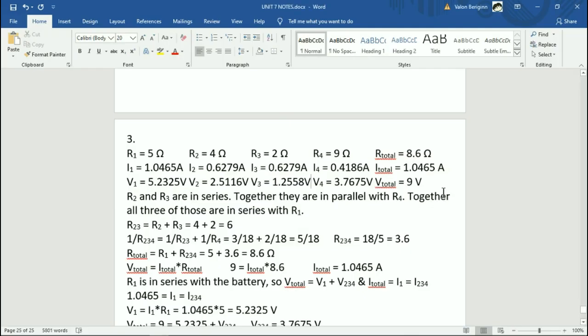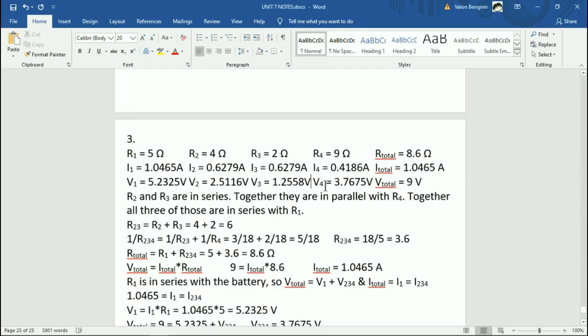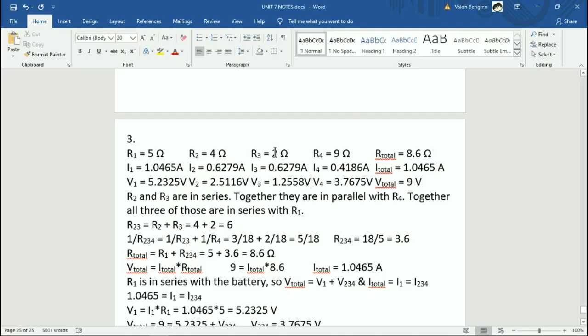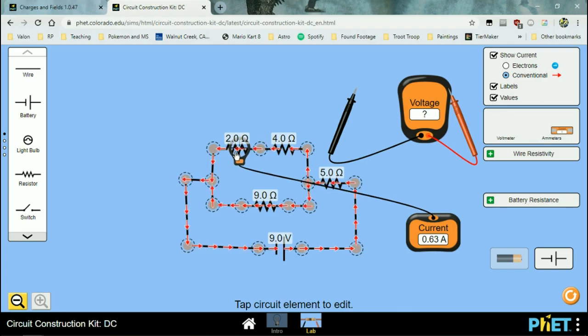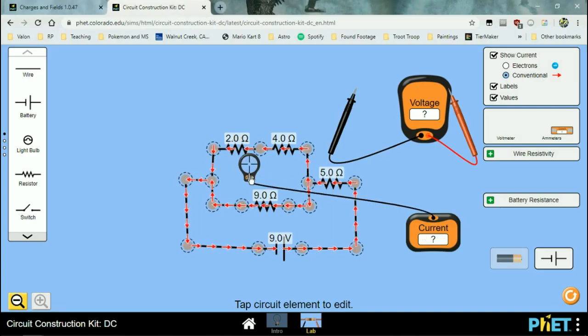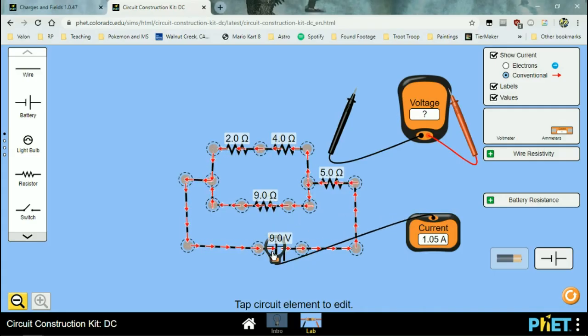Current 1 should be 1.05. Yep. Current 2 should be 0.63. Current 3 should also be 0.63. Current 4 should be 0.42. Yes, and then the total current should be 1.05. Indeed. All right, we did it.